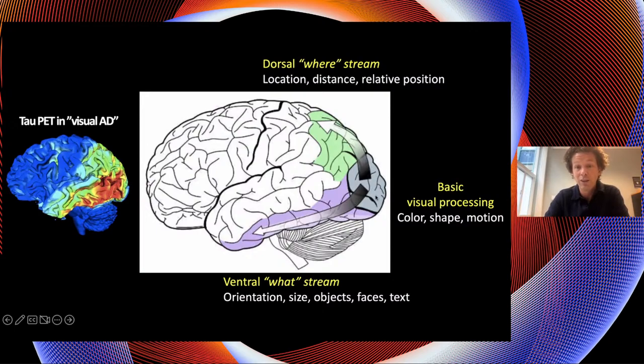we can see that the basic visual processing is essentially happening in the primary visual cortex, in the occipital cortex. From there, there are two streams: the where stream going up to the parietal cortex, and the what stream going down to the temporal cortex. And if you look at those systems and compare them against the pattern we see in the visual presentation of Alzheimer's disease, we can understand why this individual had these visual impairments.